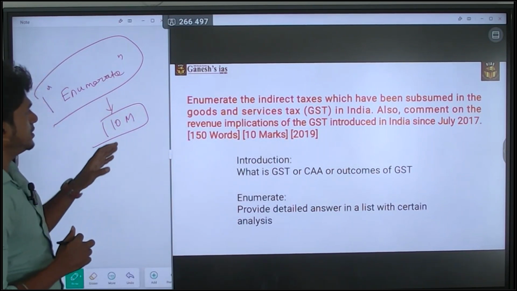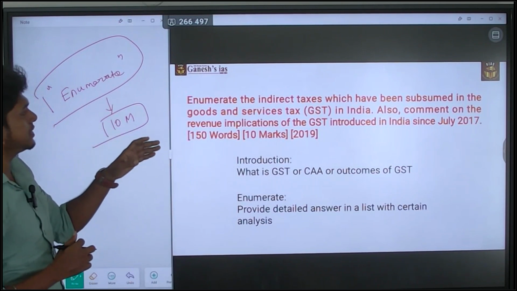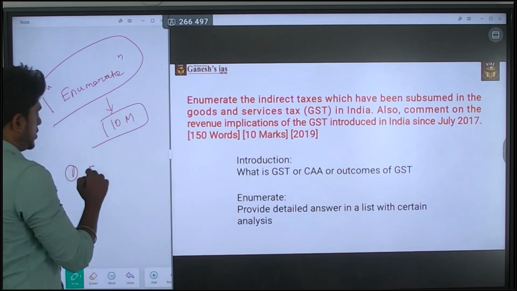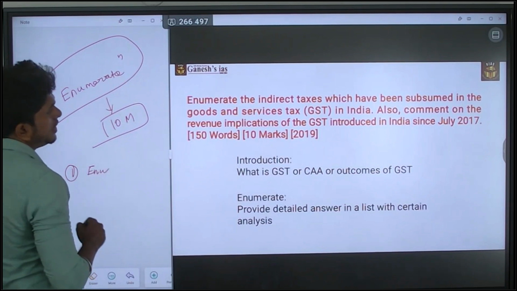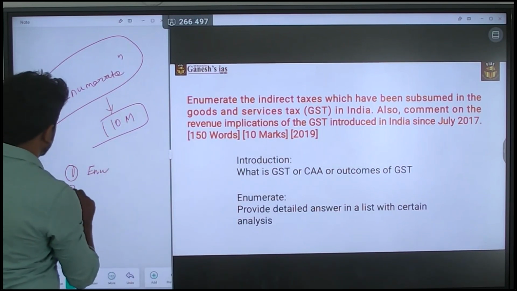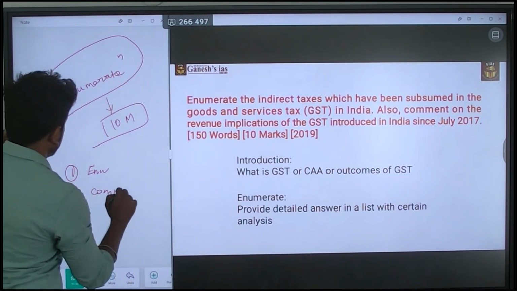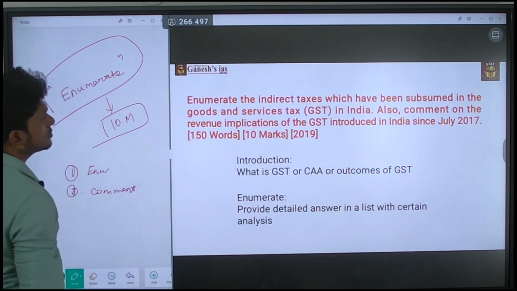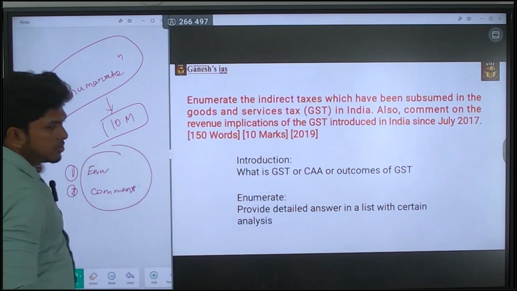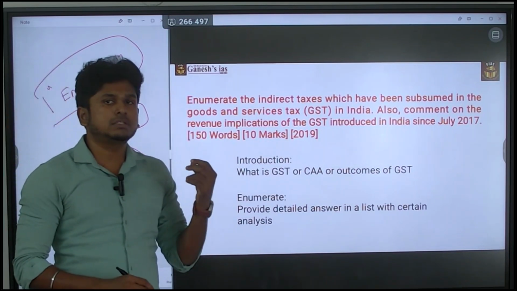So this question is saying: enumerate the indirect taxes which have been subsumed. That is the first part, enumerate. Next, also comment on the revenue implication. Comment, that is the second part. So simple as that. You have the two subdivisions of the question. First is about the enumerate.